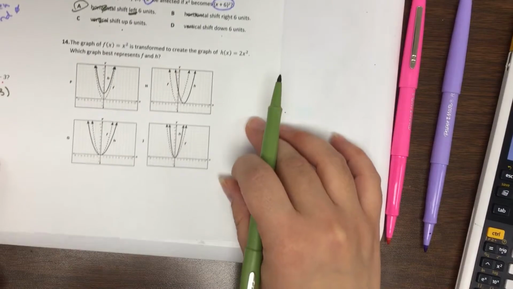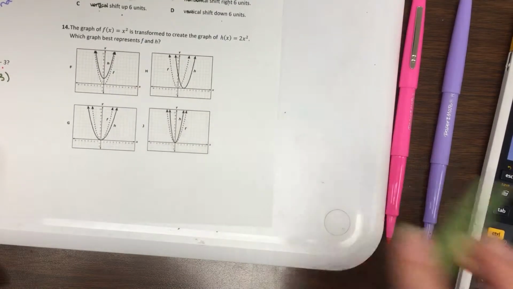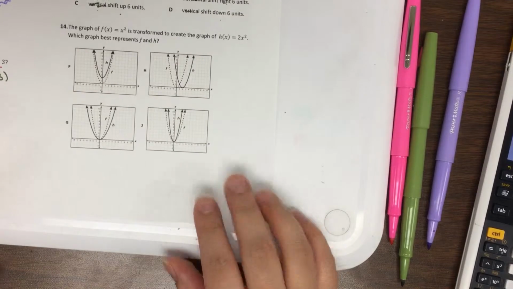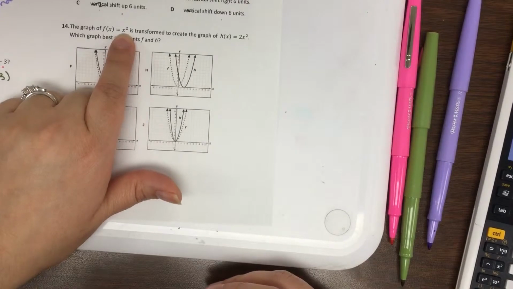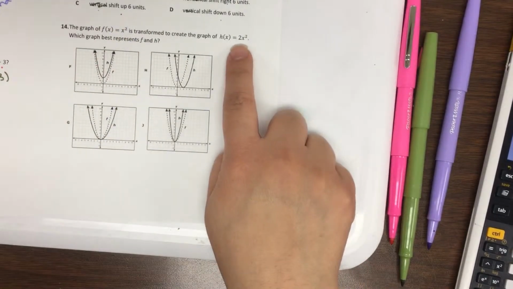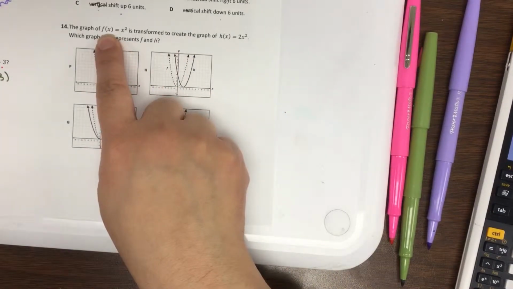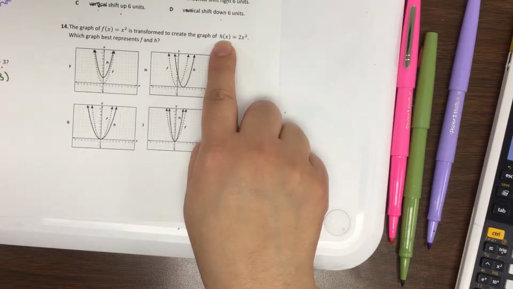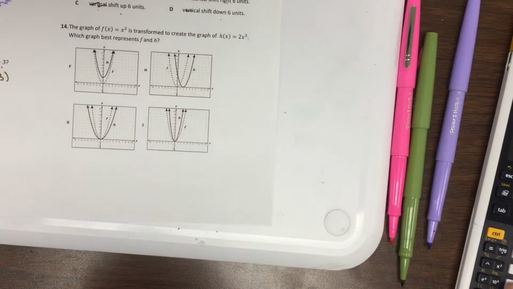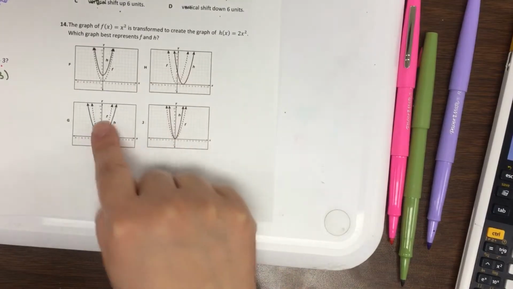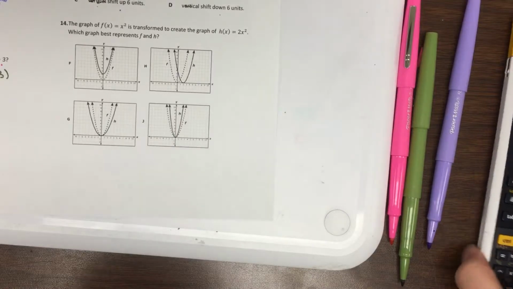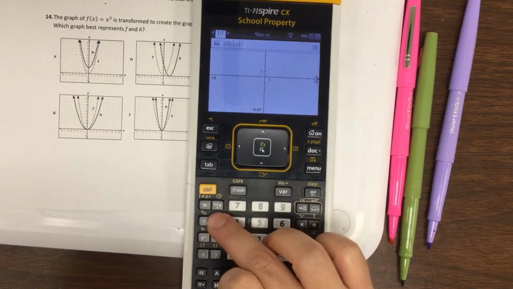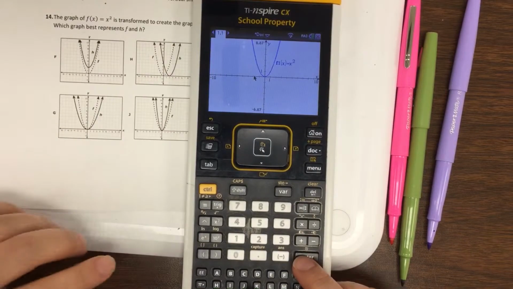Okay, and the last one here is number 14. And this one is very similar to what we just did on 13, except everything's already been graphed for us. Once again, we're starting off with that parent function, and now it's changing to h of x, which is 2x squared. So the original is f of x, and it's being changed to h of x, 2x squared. And so, once again, we see these pictures are a little different. So if we go ahead and we take the time to graph it, we'll be able to eliminate some of these answer choices and see which one is true.